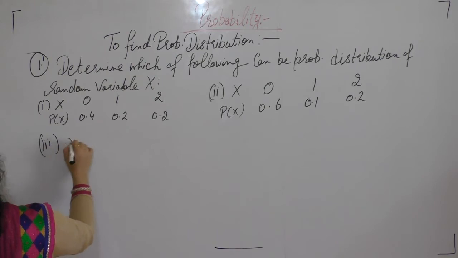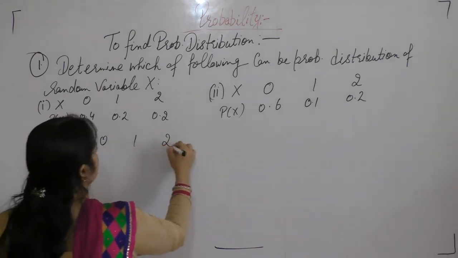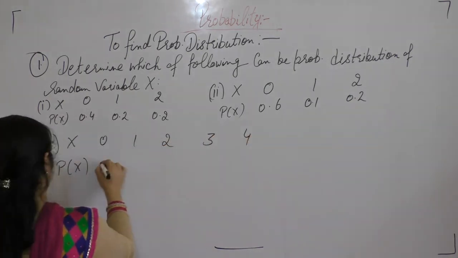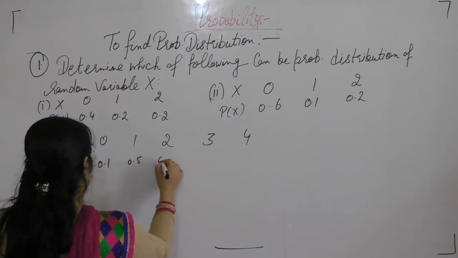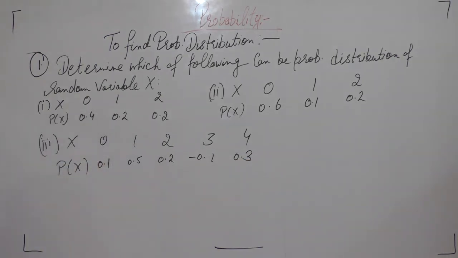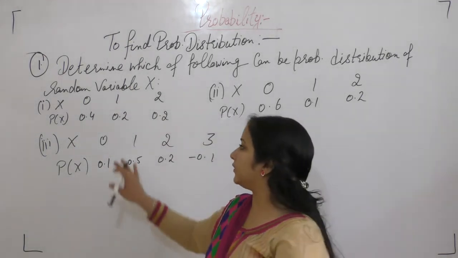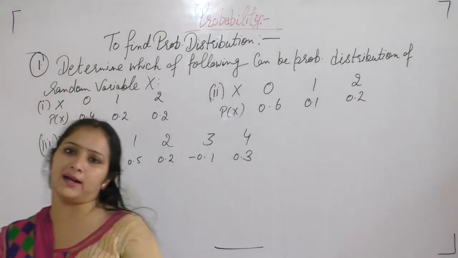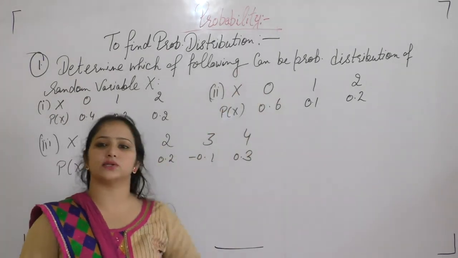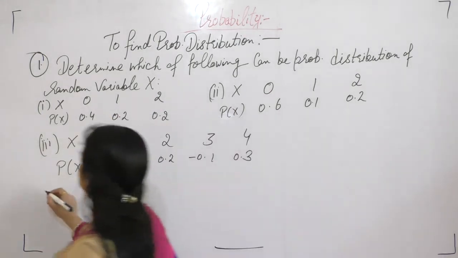And the next part is: x is 0, 1, 2, 3, 4, and the probability is 0.1, 0.5, 0.2, minus 0.1 and 0.3. Now we know that the total probability is always equal to 1. If the total probability is 1, then it is a probability distribution of a random variable, otherwise it is not. Let us take the first part.